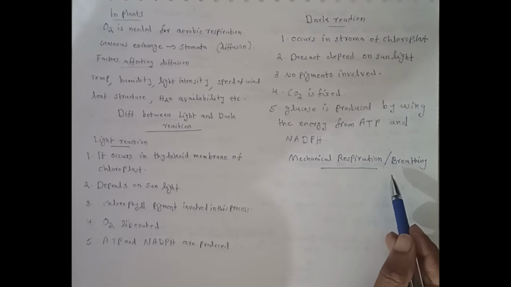We already discussed cellular respiration or chemical respiration in plants and animals. Then we discussed mechanical respiration, that is breathing, and the respiratory organs of different organisms. Here, intake of oxygen and expel of carbon dioxide through a respiratory organ is known as breathing.